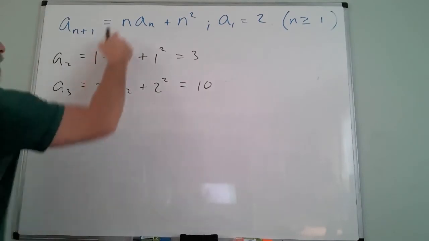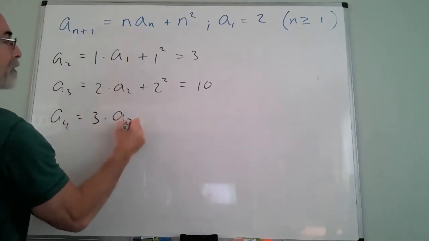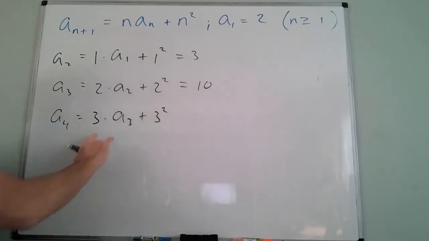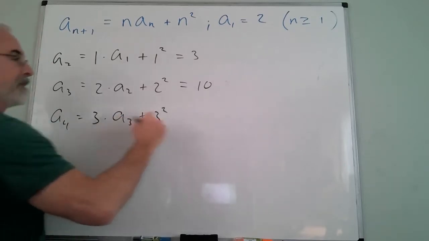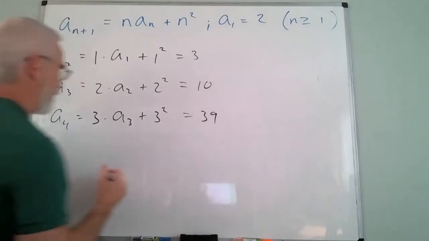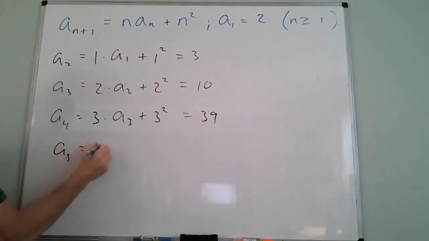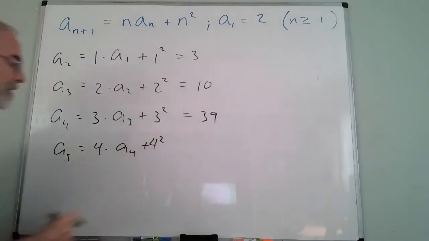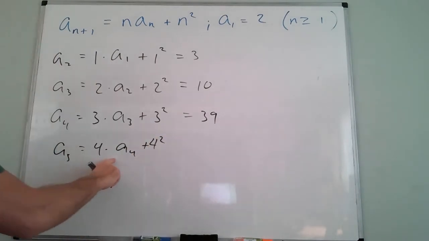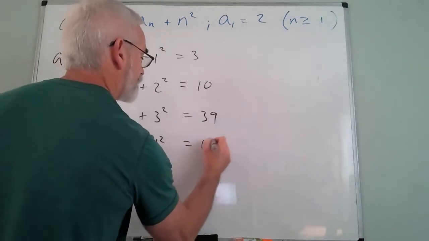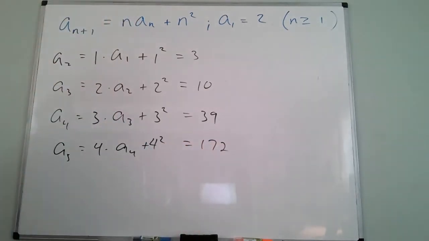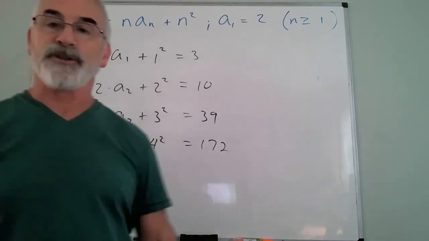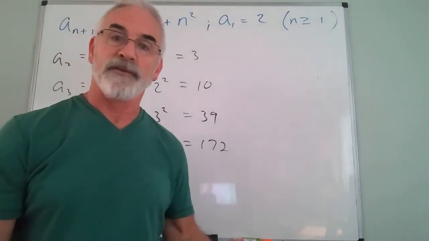A4, well, that's going to be 3 times A3 plus 3 squared. Oh, okay, 3 times 10 plus 3 squared. We'll do one more. And then A5, that's going to be 4 times A4 plus 4 squared. Oh, like that. Well, 4 times 39 would be 156 plus 16 be 172. And I think we can see at this point, the numbers are going to start getting really, really big, really fast. But this is how we would generate the first few terms given this recursion.